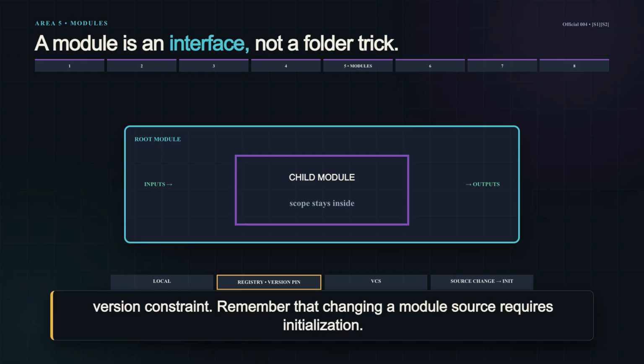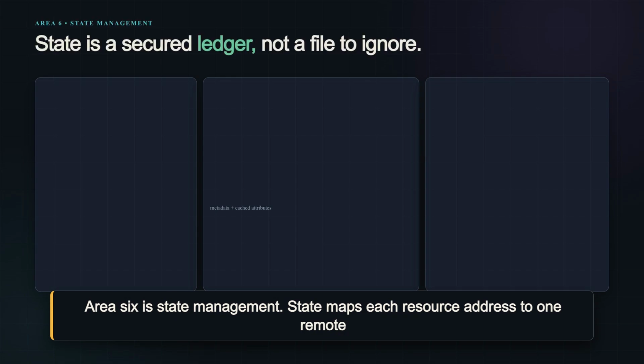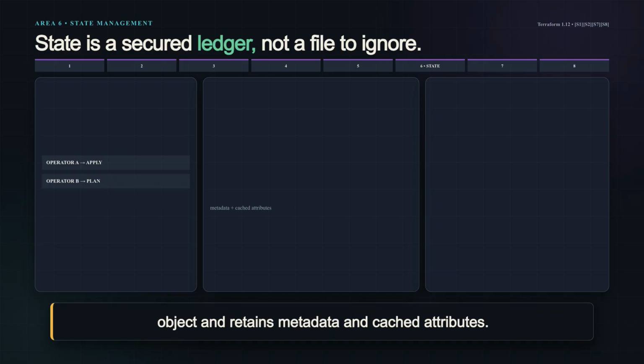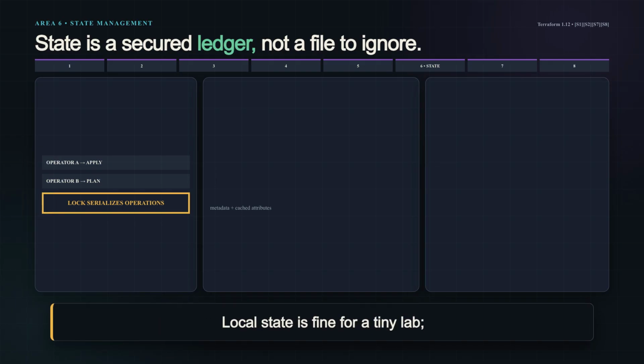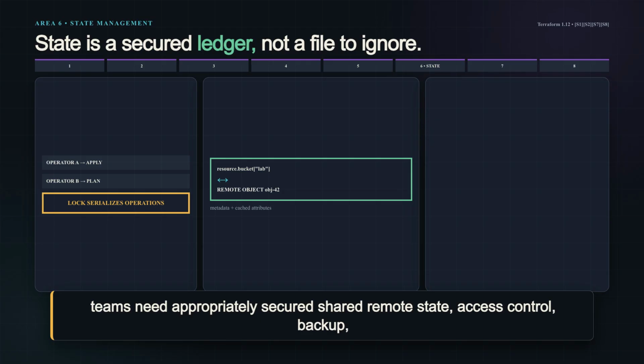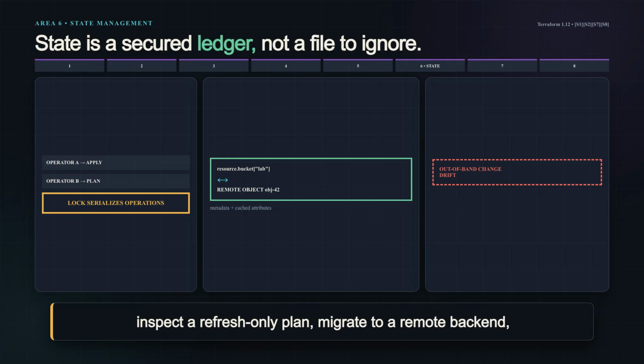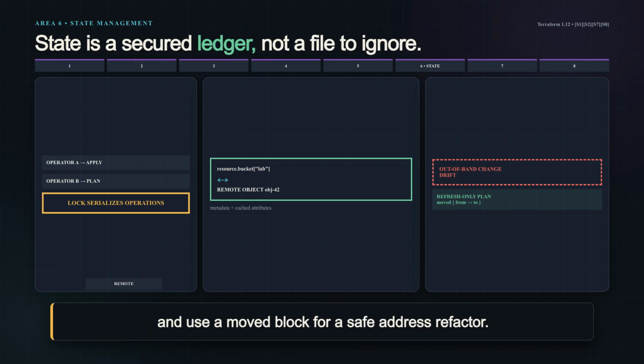Area 6 is state management. State maps each resource address to one remote object and retains metadata and cached attributes. Local state is fine for a tiny lab. Teams need appropriately secured shared remote state, access control, backup, and locking to reduce concurrent operation races. Create drift outside Terraform, inspect a refresh-only plan, migrate to a remote backend, and use a moved block for a safe address refactor. Never commit local state to Git.